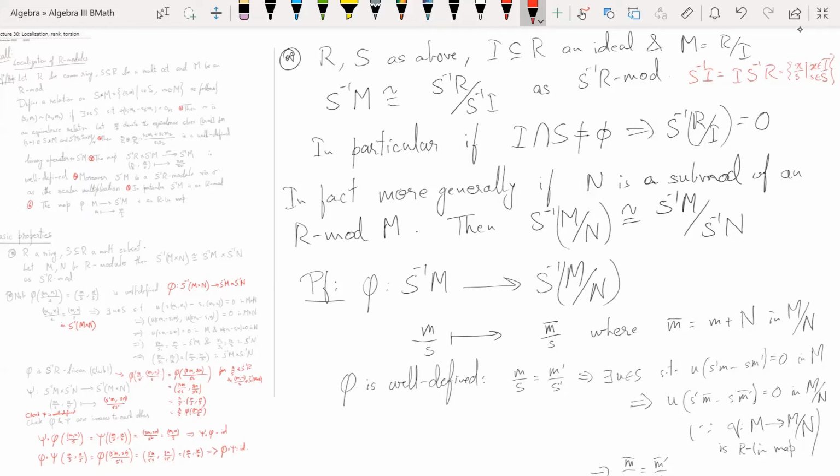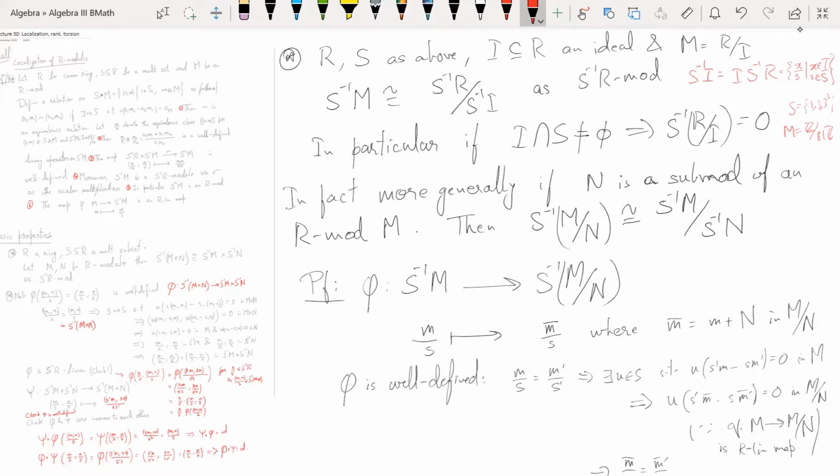Even if S is 1, 3, 3 squared, etc., and M is Z mod 9Z or 81Z, something like that, then also it is 0, because 81 is in both I and S. So 81 will become a unit, and what you'll get is 0.